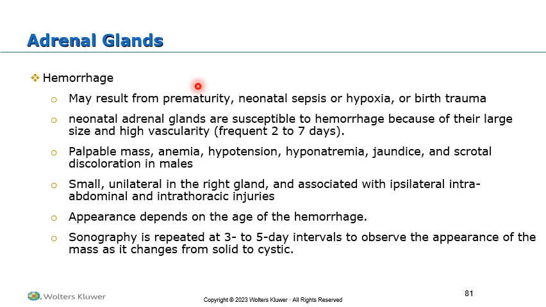These are usually small and unilateral, and the right gland is associated with an ipsilateral, or same side, intrathoracic injury. The appearance of a hemorrhage is always going to depend on the age of the hemorrhage, as it's going to follow that hematoma process. With these, they usually are going to repeat sonography every 3 to 5 day intervals to observe the changes and watch it change, hopefully, from anechoic to more solid, and then basically break back down into the cystic and be resorbed.